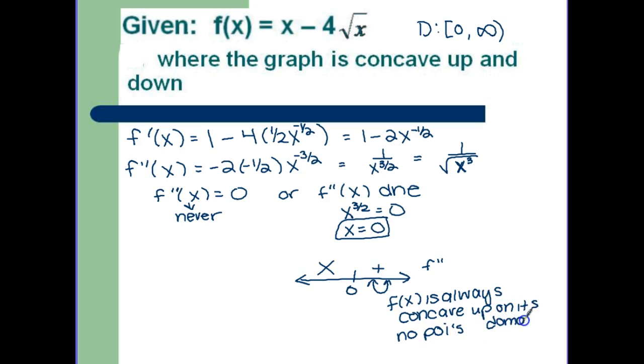If you want to say this without giving an interval, then you have to say f of x is always concave up on its domain, and I would make sure I have the domain written. It is also fair to just say concave up and give an interval. You don't have to put the words unless they ask you for an answer in terms of words.